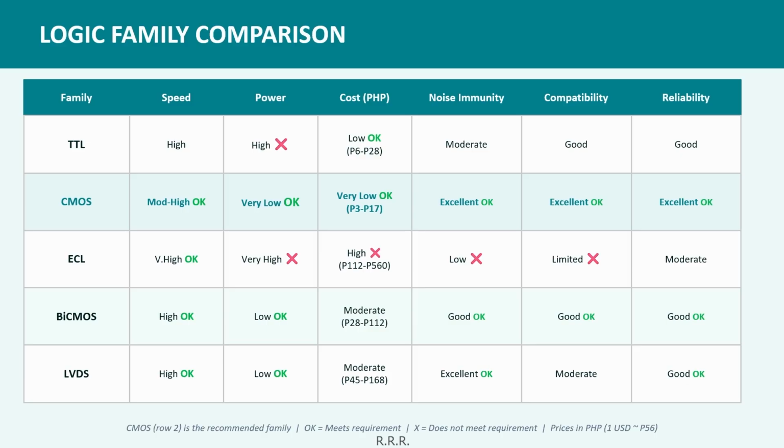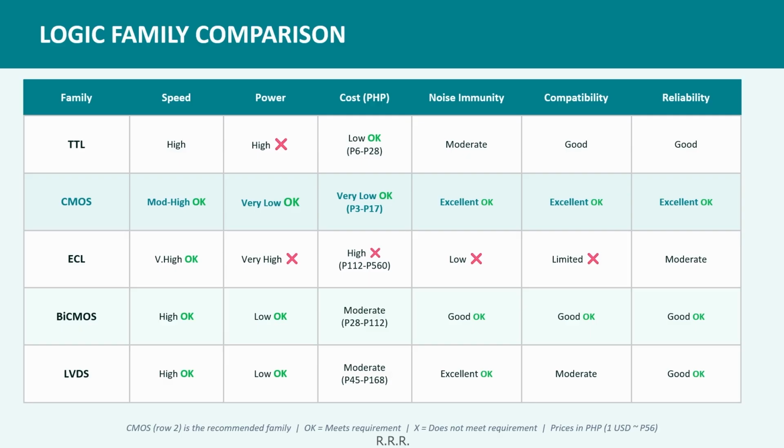CMOS checks almost every box. It offers moderate to high speed, very low power consumption, excellent noise immunity, and the lowest unit cost of all 5 families, just 3 to 17 pesos per IC. It is also the most compatible with modern microcontrollers and wireless modules. You will notice that the CMOS row is highlighted, and that is intentional. This is our recommended choice.